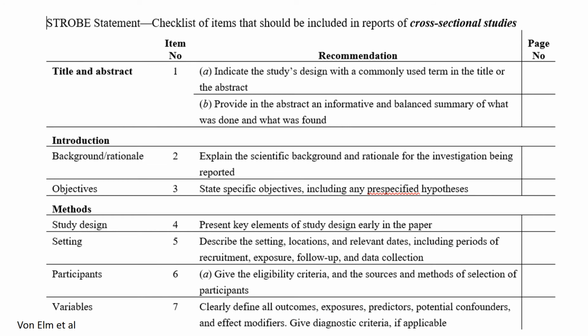This is what the STROBE statement, a checklist of items that should be included in reports of cross-sectional studies, looks like. You can use each of these checklist items as a subheading, whether temporary or permanent, to ensure that you include all the relevant information into your paper.